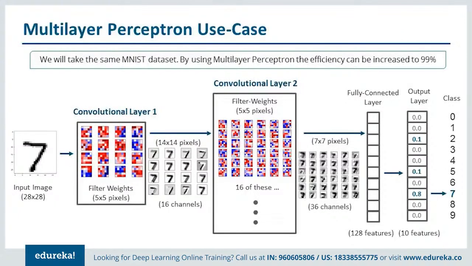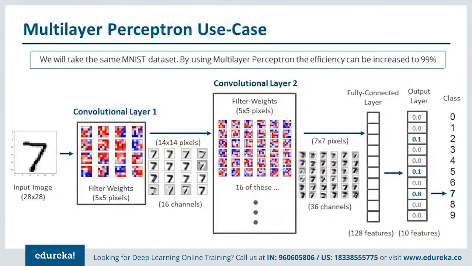Now these 16 smaller images from the first convolutional layer are then processed in the second convolutional layer. We need filter weights for each of these 16 channels, and we need filter weights for each output channel of this layer. Now there are a total of 36 output channels, so there are a total of 16 cross 36, equal to around 576 filters in the second convolutional layer. The resulting images are downsampled again to 7 cross 7 pixels. The output of the second convolutional layer is 36 images of 7 cross 7 pixels each.